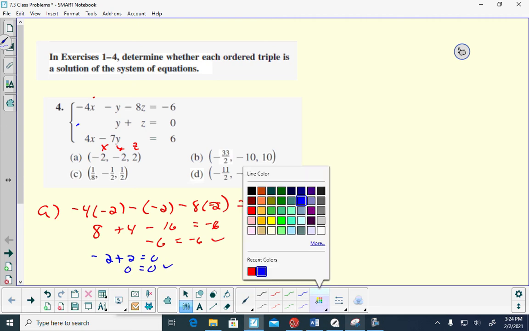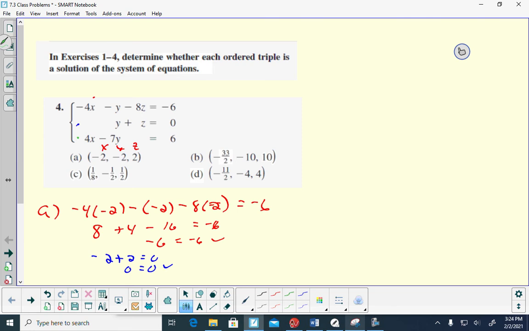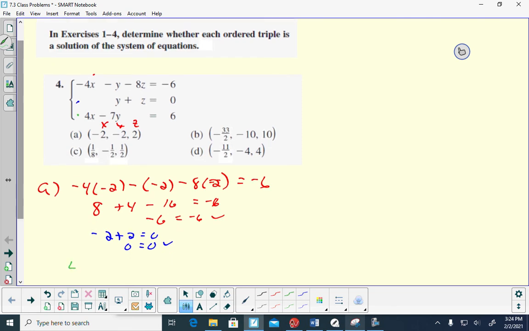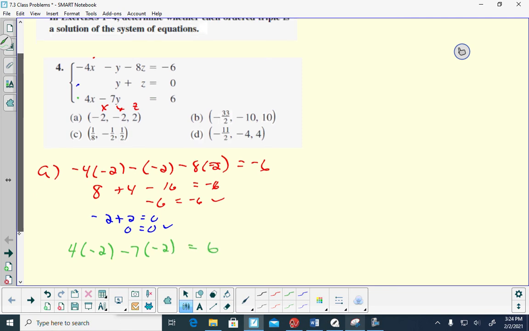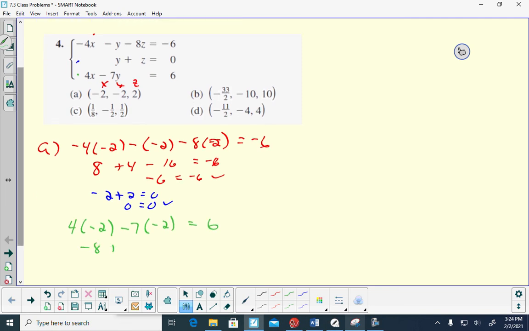Now I'm going to put it into the third equation. So here's the third equation. I'm going to do 4 times x, which is negative 2, minus 7 times y, which is negative 2. There's no place to put in the z. I'm seeing if that's equal to 6. So this is negative 8 plus 14. So 6 is equal to 6. So that works. Since it works for all three equations, I am going to say yes for A.